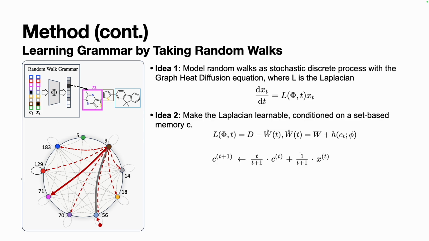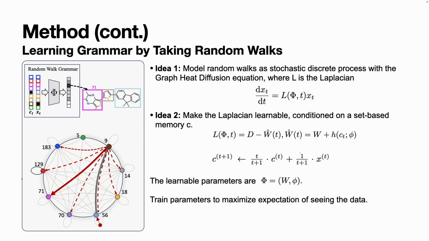The second idea is to make this Laplacian learnable and adjustable, conditioned on a set-based memory. We opt to make the raw edge weights W learnable and also add a parameterized linear transformation layer to adjust the edge weights dynamically during the random walk. The adjusted edge weights govern the diffusion over the graph, with a higher weight indicating a more likely transition. In the end, we train these parameters using stochastic gradient descent to maximize the expectation of seeing the random walks in our dataset.